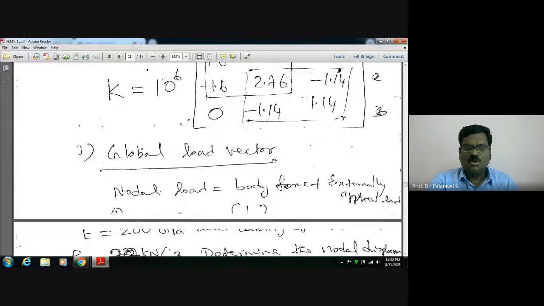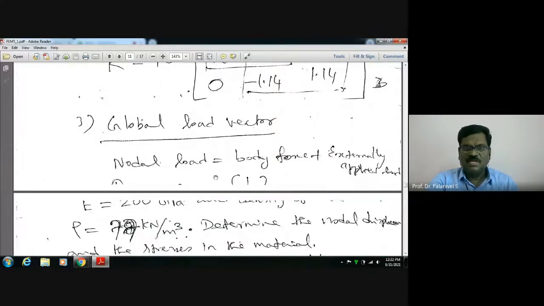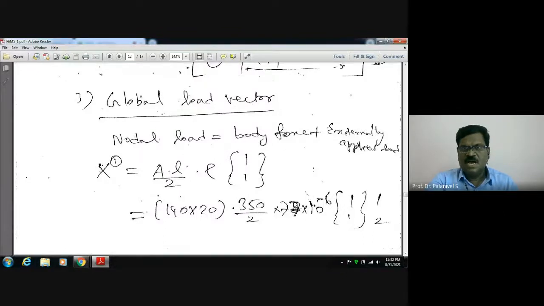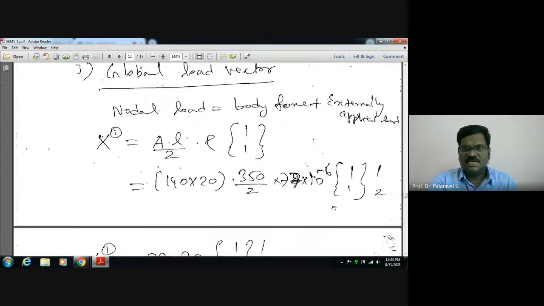And then the global load vector. In this problem they have taken both body force and externally applied force. Body force is nothing but volume: A into L gives the volume of each bar, and that into rho gives the weight of the bar. Half of its weight goes to each node of the element, that's why 1 1. In vector form it is written, so the data are substituted.